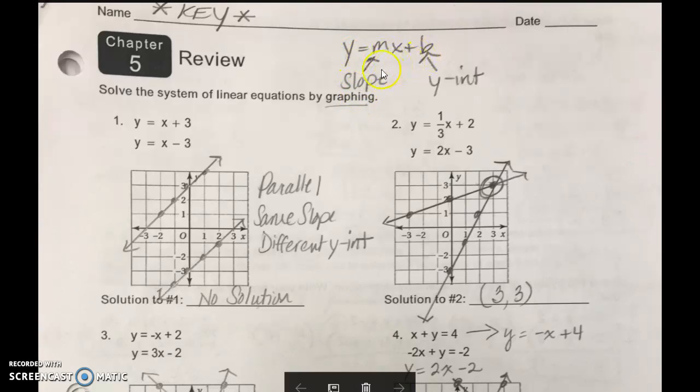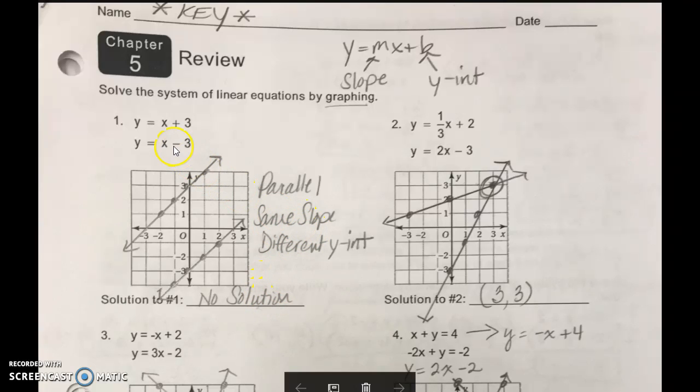Just remember that when you graph an equation, you want your equation to be in slope-intercept form, where m is your slope and b is your y-intercept. So remember, you start by plotting your y-intercept first and then using your slope to find other points on the line. The graph of equation number 1, as you can see, creates two parallel lines. Therefore, there is no solution.